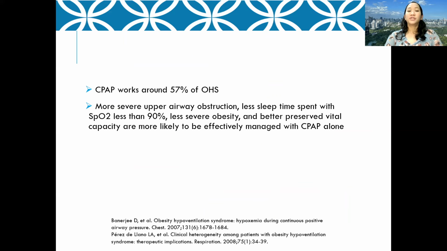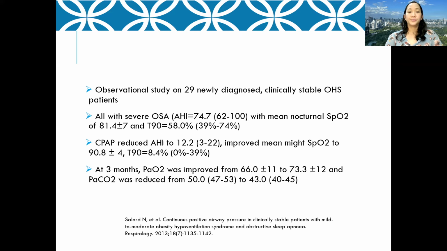So according to the clinical data, CPAP works around 57% in OHS. It tends to work more in the patients who have more severe upper airway obstruction, less sleep time spent with the saturation less than 90%, less severe obesity, and preserved vital capacity. These groups of patients tend to be more effectively managed with CPAP alone.